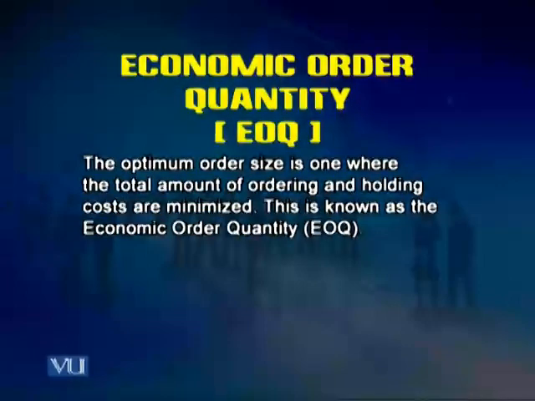We are going to work out how to minimize the holding and the ordering cost. The optimum order size is one where the total amount of ordering and holding costs are minimized. This is known as the economic order quantity. So we are going to devise a model, and our model is going to show how we can minimize the total cost of holding inventory. The total cost basically comprises the holding cost and the ordering cost. So this is our economic order quantity model.